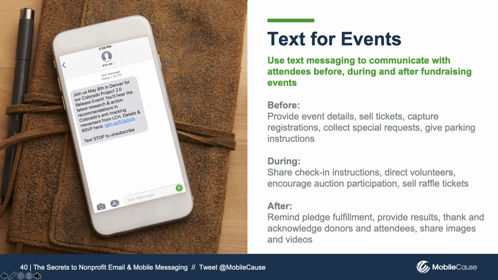During your event, maybe you're having a very large event where people are spread out. Why not use text messages to communicate with them? You know they have their phones or are wearing their watches. Share instructions on how they can check into the event, send quick reminders to your volunteers on where they need to be, encourage people to participate in your auction, and even sell them raffle tickets directly by pushing out a link to your raffle ticket sales form.